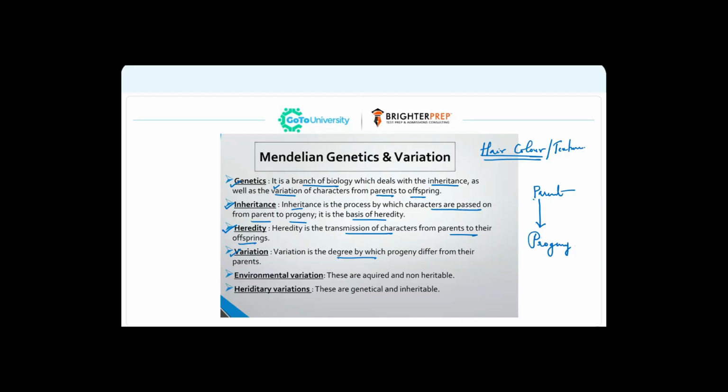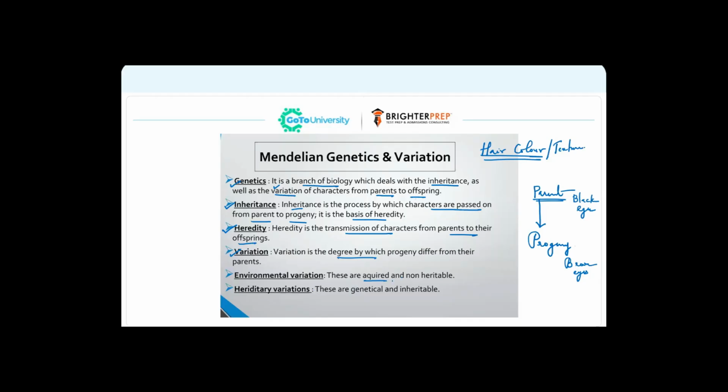Maybe, for example, the parent will have black eyes, and the progeny might have brown eyes instead of black eyes. So that is a variation happening there. Now, next one is environmental variation.